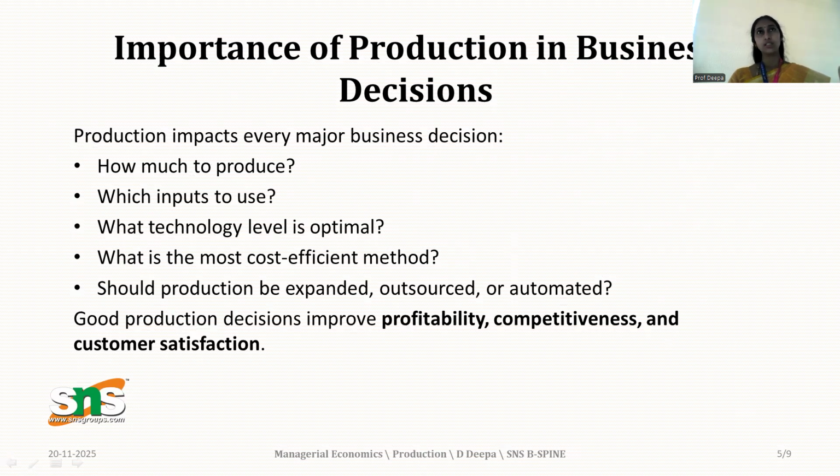Cost plays a very vital role here, because each and every product we purchase from our suppliers includes cost. Everywhere cost plays a very important role. So in this scenario, how are we going to use that cost? Should production be expanded, outsourced, or automated? There are so many questions like this. These are the things that help to take good decisions on profitability, competitiveness, or customer satisfaction. For all these things, the major factor is, of course, production.